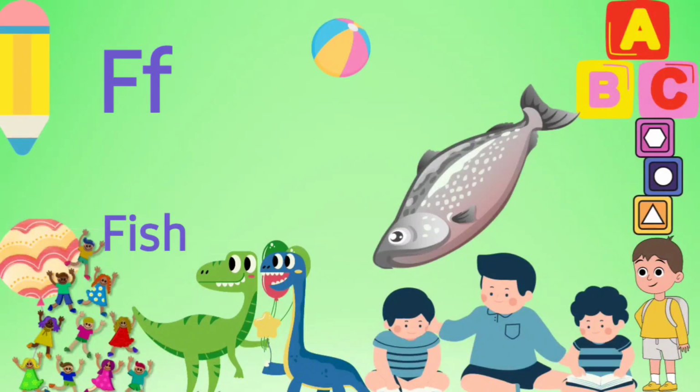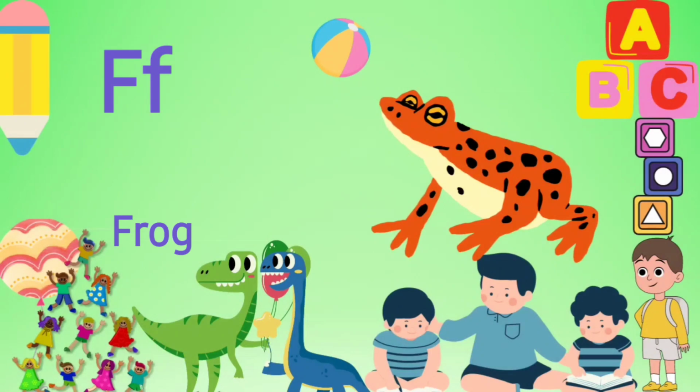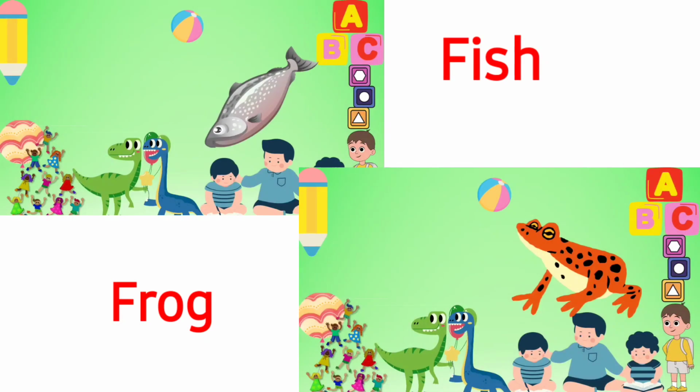F. F is for fish. F. F is for frog. Fish. Frog.